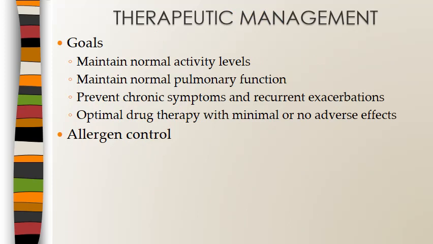So therapeutic management of children with asthma, really the goal is to maintain normal activity levels and normal pulmonary functioning. We want to prevent the chronic symptoms and recurrent exacerbations, and we want to optimize their drug therapy with minimal or no adverse side effects. So no matter what medication we give, there are potential side effects, so we want to use the least amount of medication so that we can have the least amount of adverse effects.